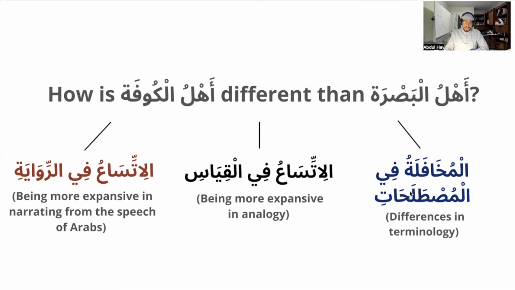The third difference is the differences in terminology. The school of Kufa would refer to certain things like this in the mubtada and fa'al, for example, and other terminology that we use. They use certain different types of terminology. We're going to see some examples for this. So let's see some examples for the first one.